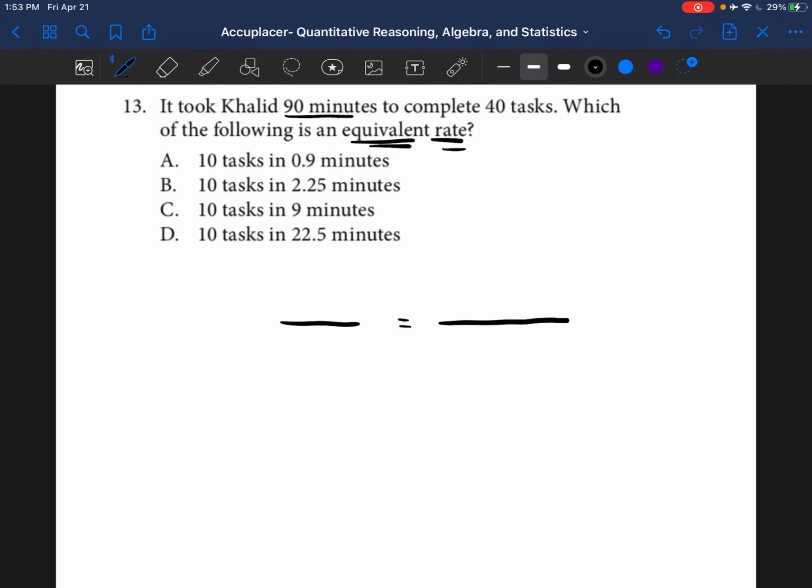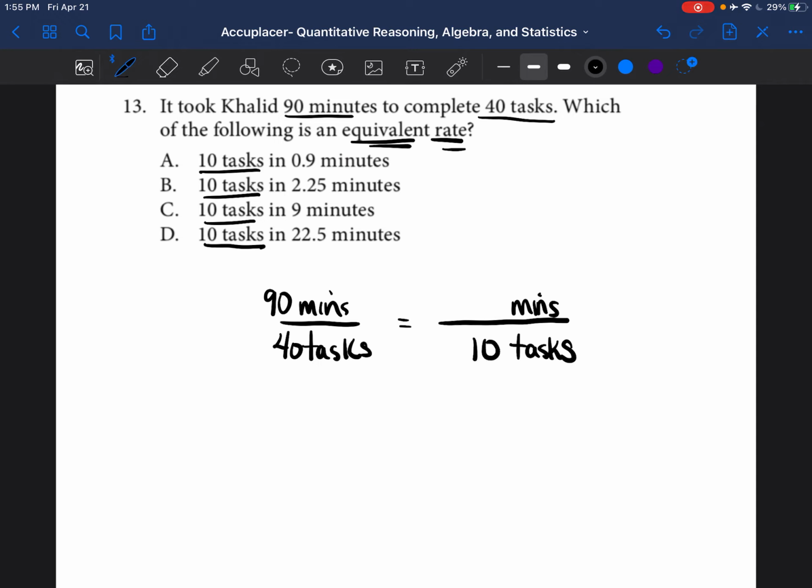And so it says 90 minutes to complete 40 tasks. So 90 minutes and 40 tasks. So now I know that minutes has to go on top and tasks have to go on the bottom. It says, which of the following is an equivalent rate? So they want you to find something that has minutes on top and tasks on the bottom. Every single one of our answers has 10 tasks, so that's what we're going to fill in to our answer, 10 tasks. Again, the reason why I chose 10 tasks is because every single one of the answers has the 10 tasks in them. So now we just want to figure out, okay, how many minutes will it take so we know which of these answer choices we will choose.